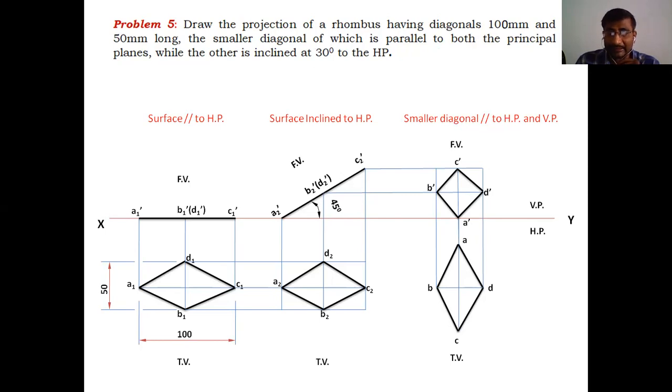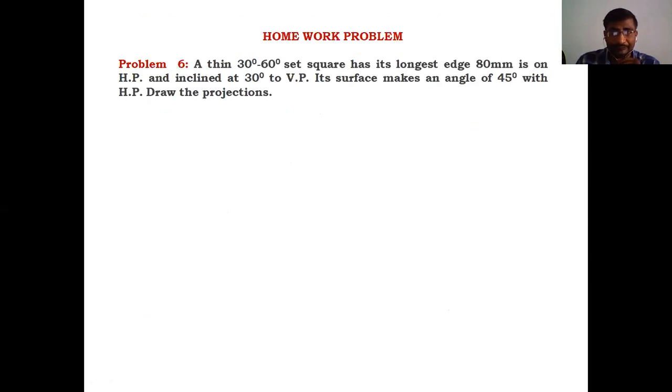Let us go for the next problem, the sixth problem, as homework. You try this problem. It is a 30 degrees, 60 degrees set square. Do this problem as homework. I already explained the 30 degrees, 60 degrees set square problem. Look at that and draw this homework problem. I will go for the seventh problem.